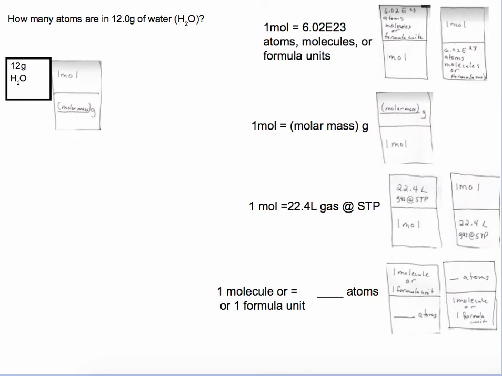Now we've got to get the molar mass of water. So the molar mass of water is H2O. There are 2 hydrogens in water, and each hydrogen is 1 gram, for a total of 2 grams.